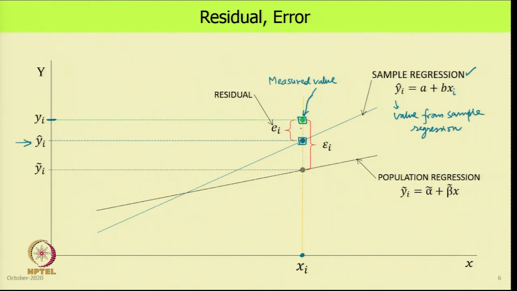And so, there is a difference between these two. This is what we call E I, we call it the error, but the correct technical name there is that this is our residual. And this plays a very important role in many things that we do, many things that we interpret.